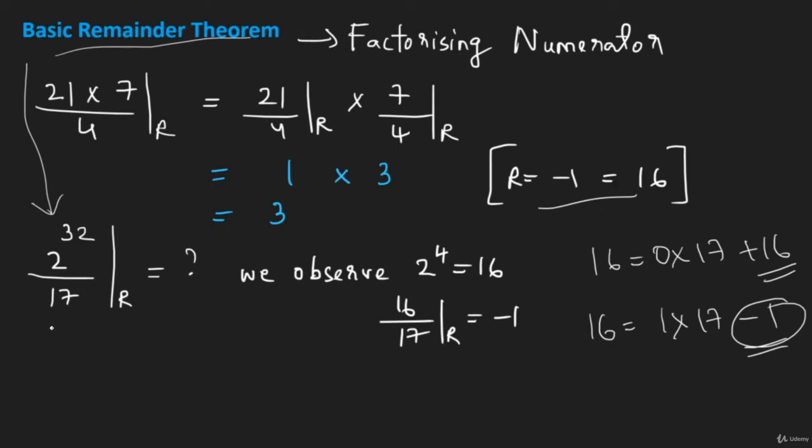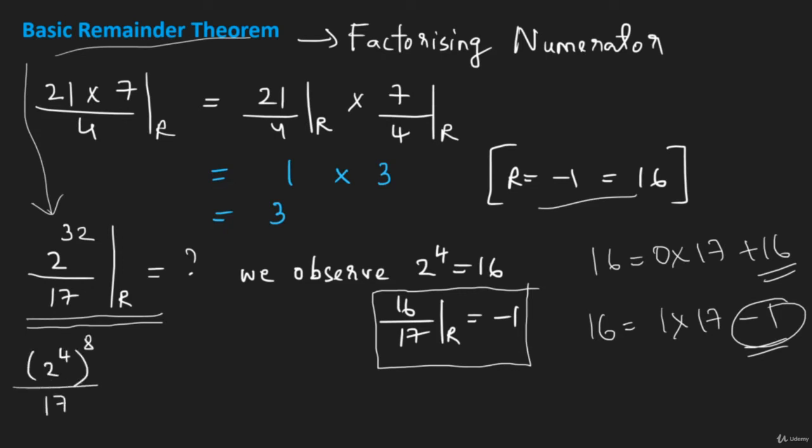Alright, now let's come back to our question. We need to find out 2 to the power 32 divided by 17 and take the remainder of this. And we know 2 to the power 4 by 17 gives you a remainder of minus 1. Can I say that 2 to the power 32 can be written as 2 to the power 4 the whole to the power 8? Yes, right? Because we know a to the power m to the power n is nothing but a to the power m into n. Using that, I can write 2 to the power 32 as 2 to the power 4 to the power 8. So this question and this one is one and the same.